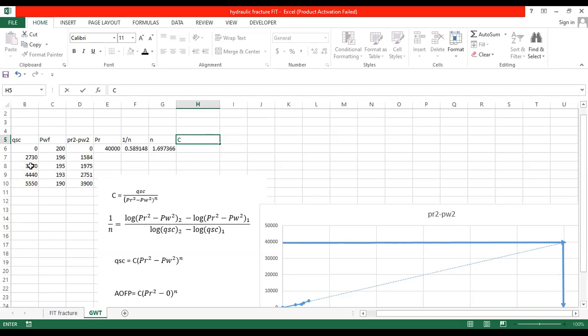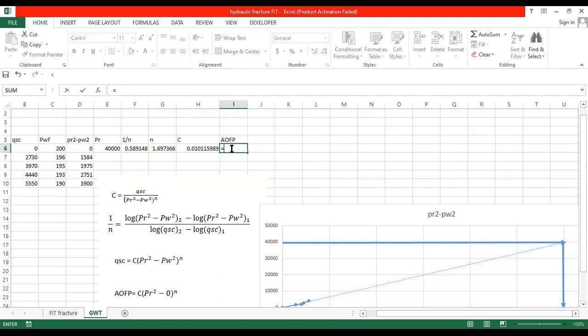So QSC, I'm taking the second point. So that is equal to QSC. Second point is 3970 by bracket. Corresponding to that, PW square is this, power n, that we got. So we got the value of C to be 0.01011. So we have the value of C, we have the value of n, and we can estimate the value of AOFP.